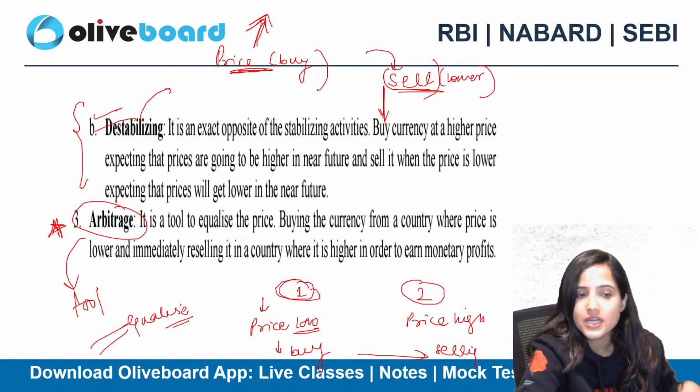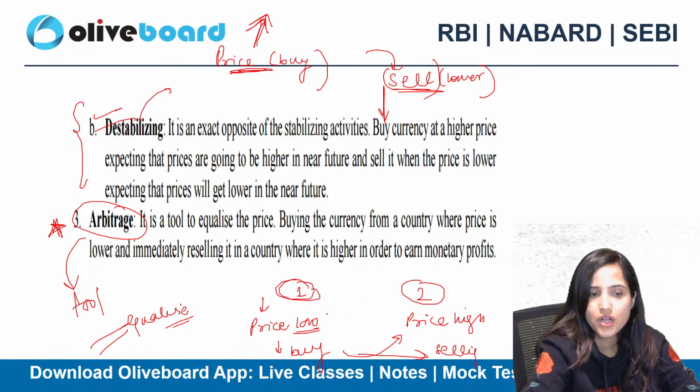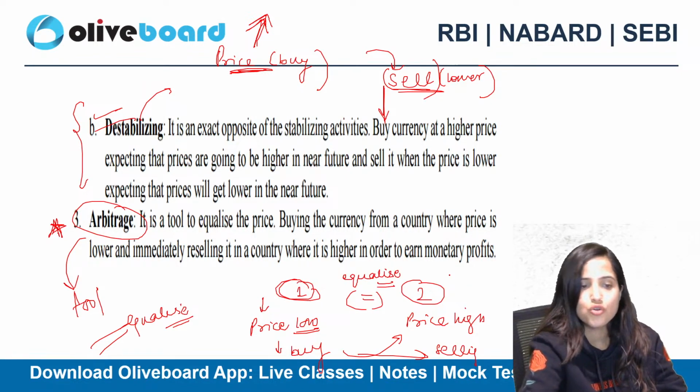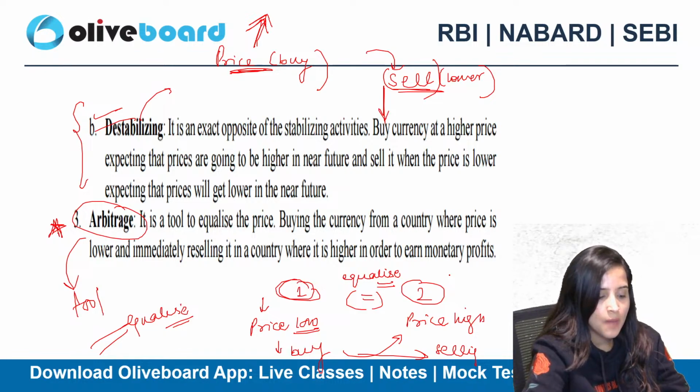You're buying it over here and immediately selling it over here. So it is trying to equalize price in both the regions. तो दोनों रीजन में क्या काम कर रहा है, ये प्राइस को इक्वलाइज करने की बात कर रहा है.